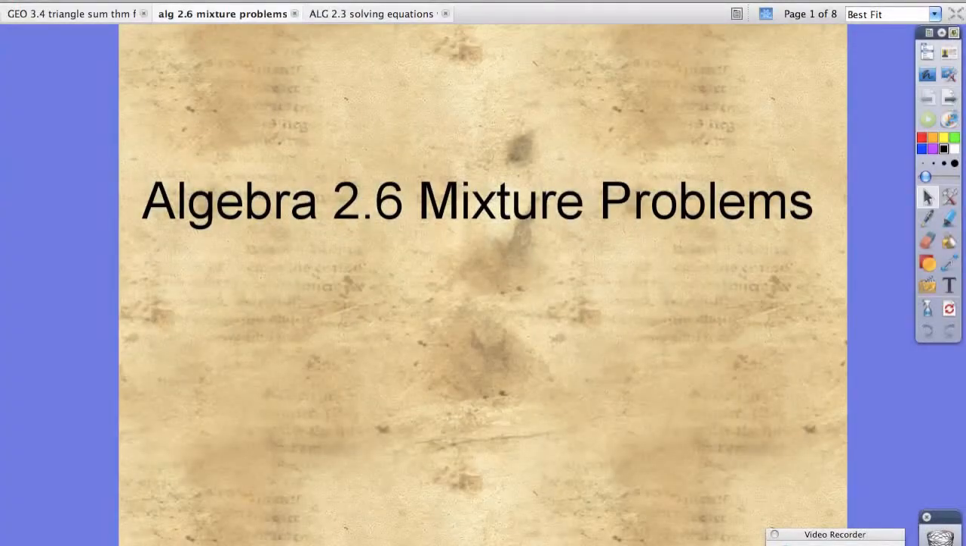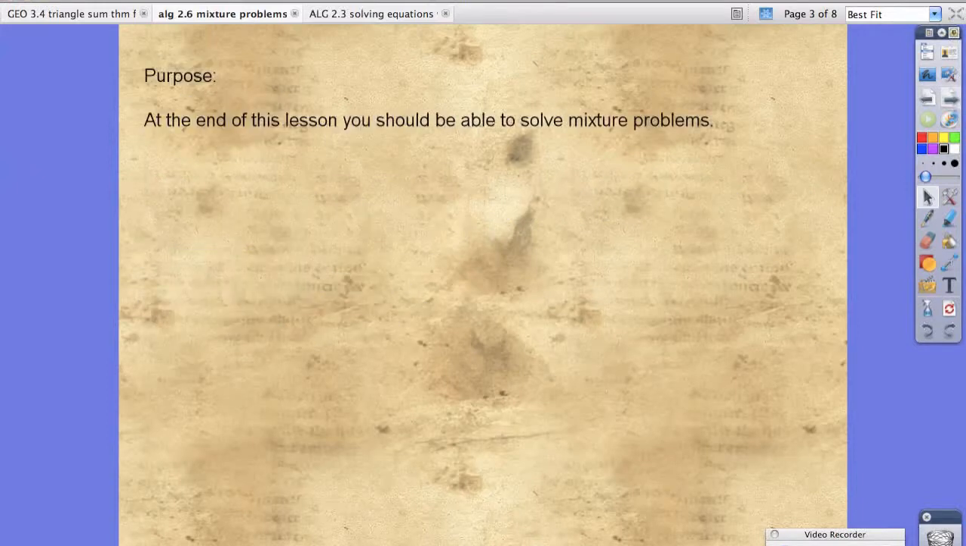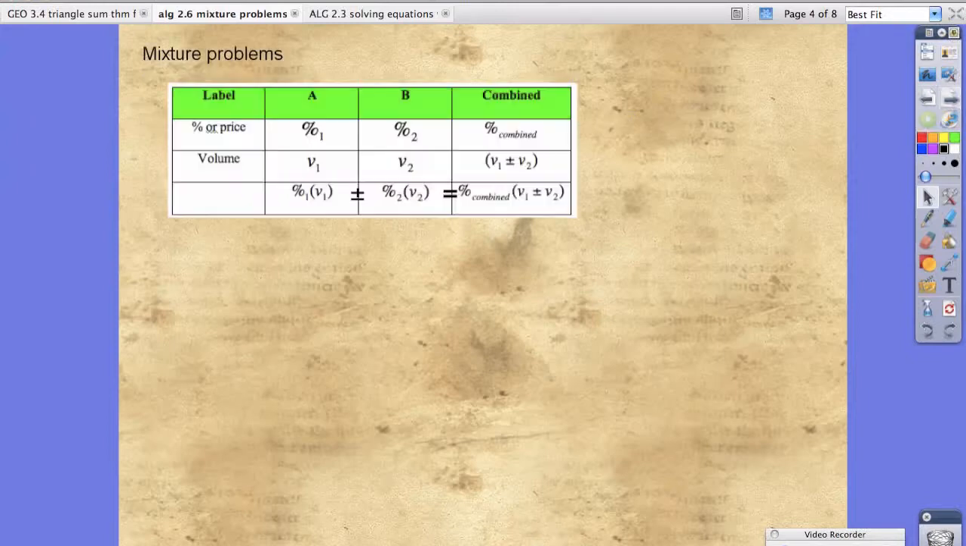Hello students, today we're going to talk about mixture problems, which in your book is Chapter 2, Section 6. So the purpose of this lesson is that at the end of this lesson, you should be able to solve mixture problems. Now I've created this table that you see in front of you, and it should look very similar because it's similar to the table that we used for solving distance, rate, time problems.